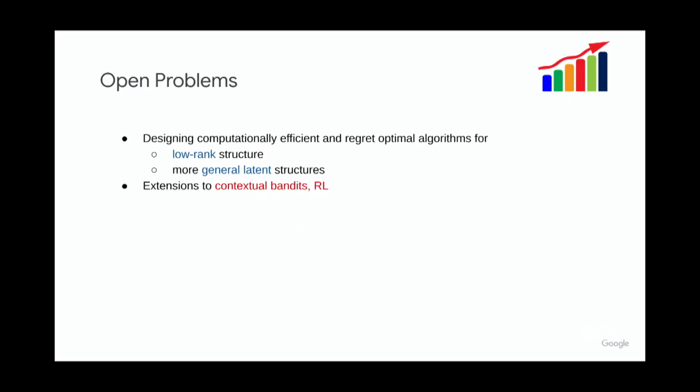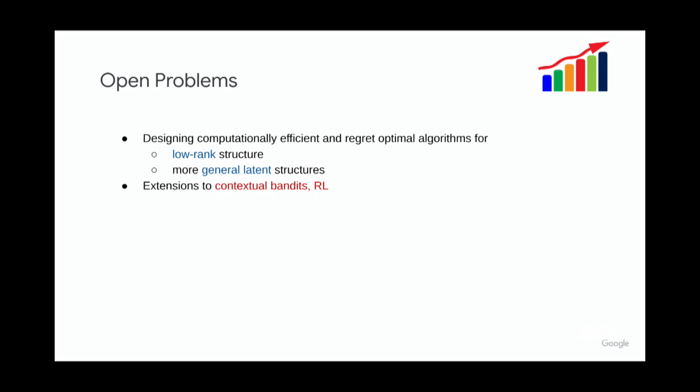Okay, some open problems. One, how do you design regret optimal algorithms for low rank structure? The second most important is, how can you design algorithms for more general latent structures? There could be a lot of other structures beyond low rank. Classically, if people are familiar with expectation maximization, that's an algorithm that is often used to estimate latent variable models. And EM works very well for general low rank structures. Can you design an online or bandit version of the EM algorithm is a question.